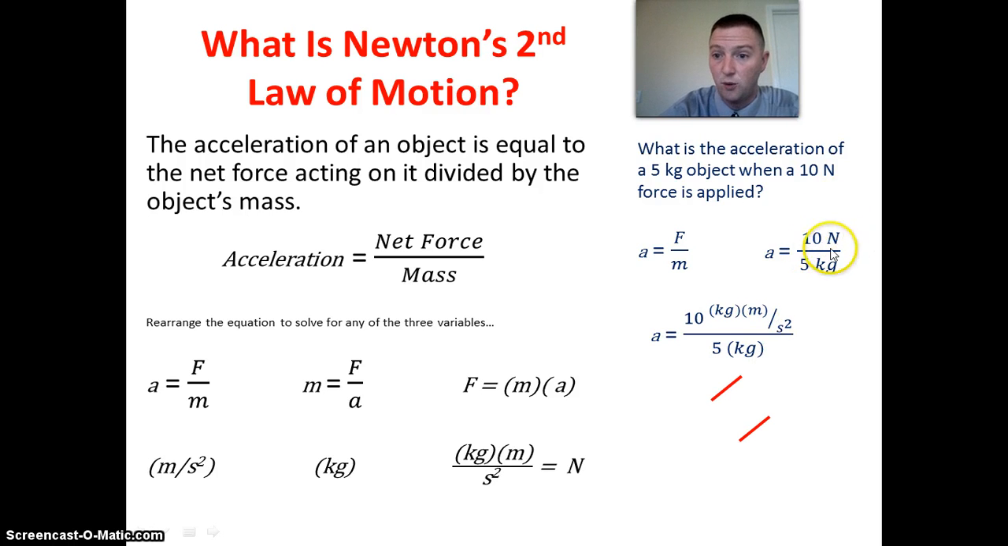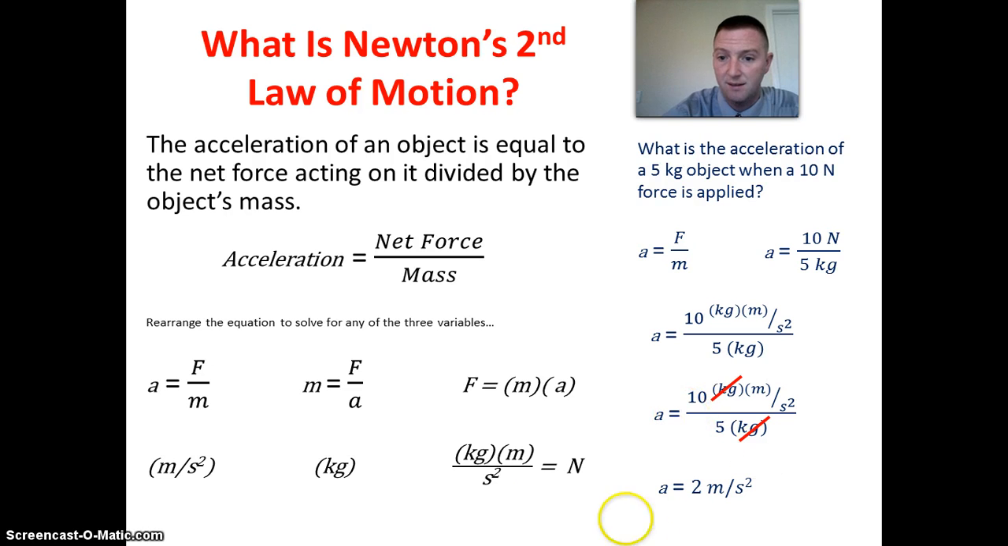So I expand newtons because I know a newton is a kilogram meter per second squared. You need to know that. You need to memorize it. Okay, and then what I'm going to do is cancel my similar units. Just like I can cancel a 2 with a 2 or an x with an x, I can cancel kilogram with kilogram, and I get 10 divided by 5, which is 2 meters per second squared. Those are my units which are remaining.